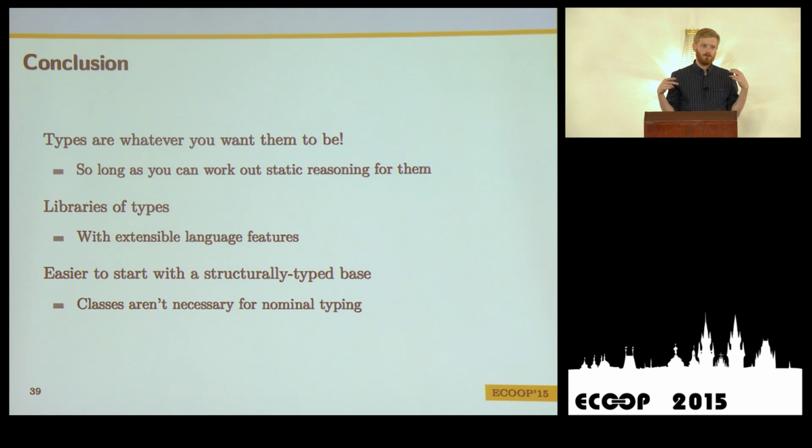So to conclude, from my perspective at least, when you want to reason about things statically, anything that you can, in a limited subset, can be types, essentially. And if we take that interpretation with the right language features, then we can build libraries of new type constructs. We don't have to be stuck in one particular interpretation of types. And one of the claims that we make, where it's easier to start with a structurally typed language, is that classes aren't really necessary for nominal typing, and in fact, moving them out of the way actually helps a lot with sorting out what's really going on with the nominal types.